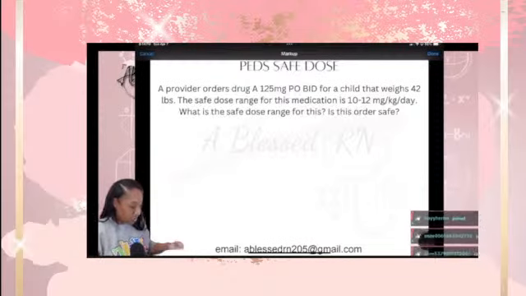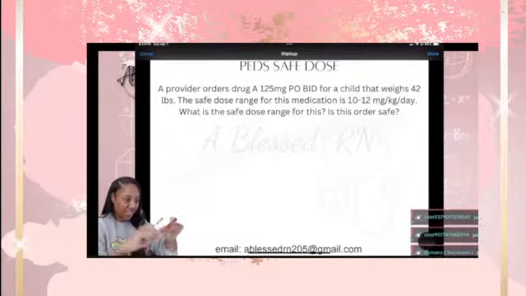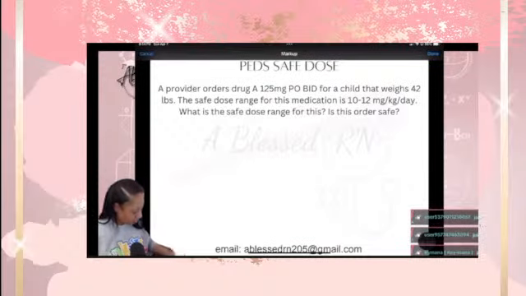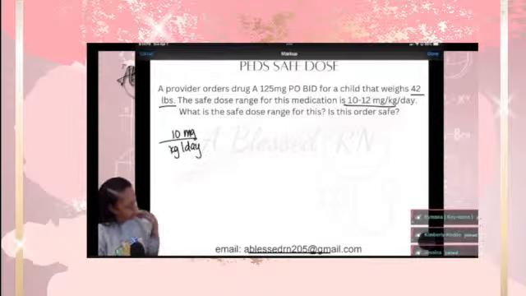So we are going to find our safety net. Those are going to be your lower limit and your upper limit, the lowest that you can give and the most that you can give, and that's going to be your safe zone. If it's outside that safe zone, then it's not going to be safe, okay? So this is what we'll use, all right? This and the patient's weight. So we'll do 10 milligrams per kg per day, okay?